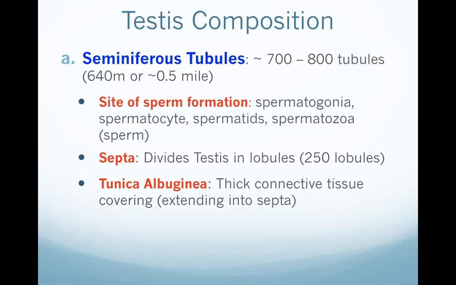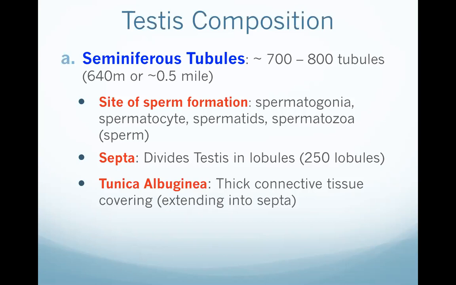But remember, if you're going to be making on average 300 million sperm a day at about 1,000 sperm a second, you have to have a very large surface area. So we have lots of teeny tiny tubules. Within those 250 lobules, they estimate there are about 750 or so tubules.